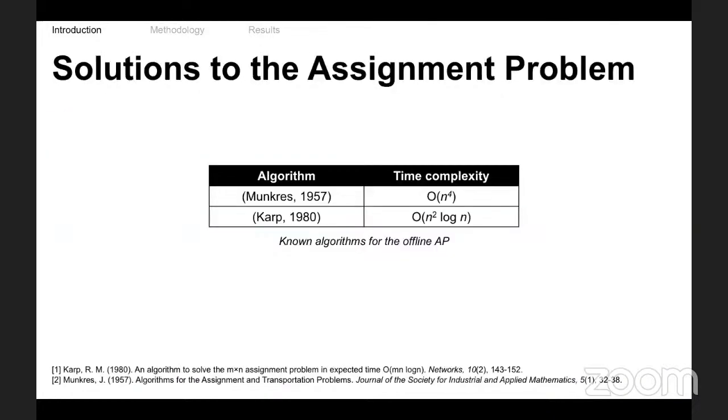Since we need to find a solution to a problem, what we need is an algorithm to be able to solve this. These algorithms should be able to obtain an optimal solution in a good amount of time. Presented here are two algorithms for the offline assignment problem. One is from Munkres, which runs in n raised to 4 time, and the other one is from Karp, which runs in n squared log n time.